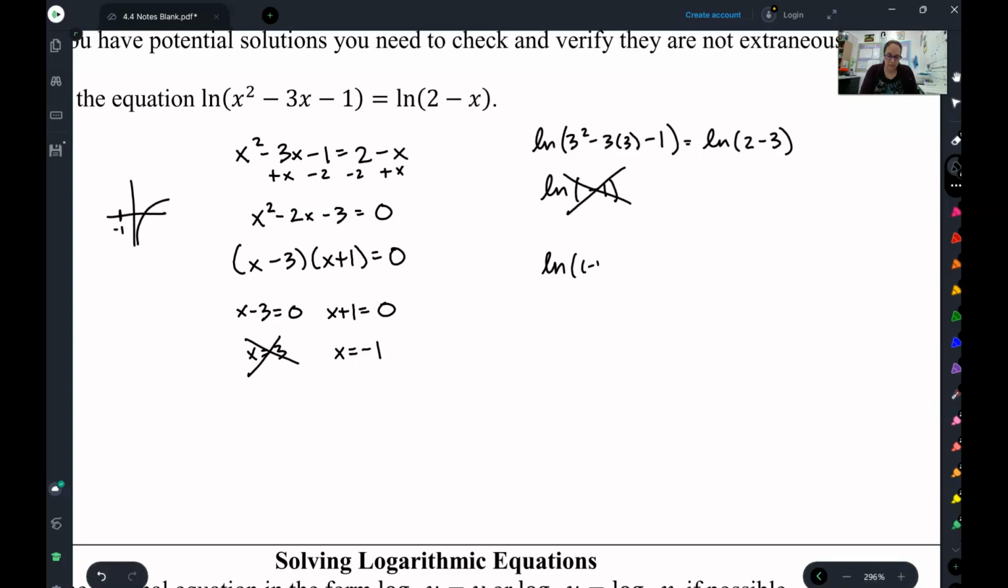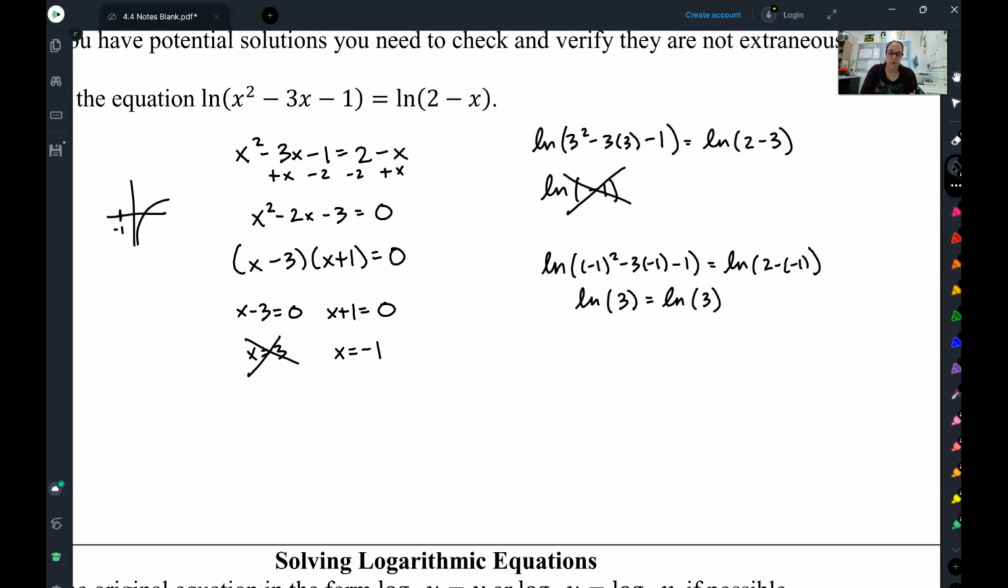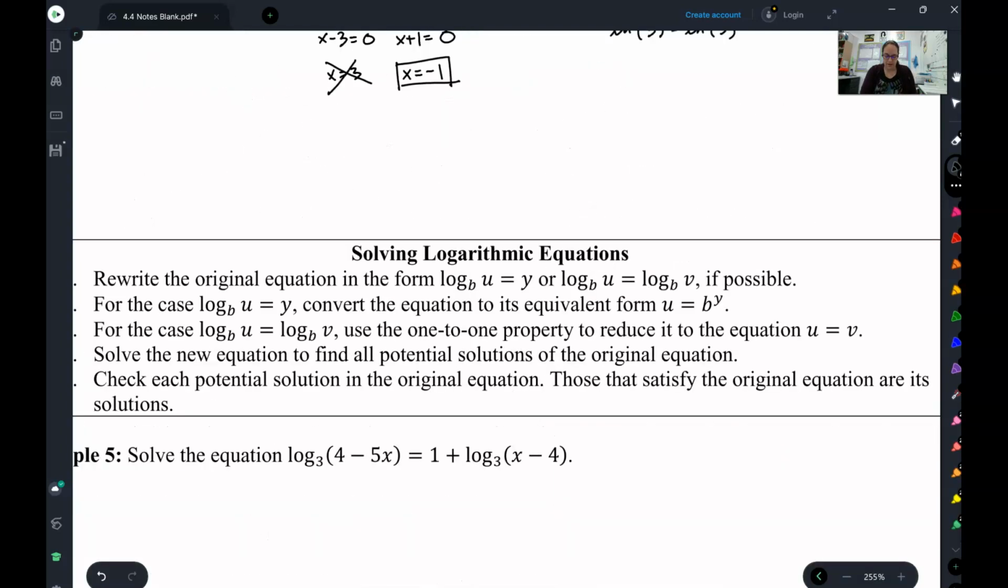Let's try negative 1. So this gives me 1 plus 3 minus 1 is a 3. So far, so good. Both of those are positive numbers, so negative 1 does work. So don't forget that if you start with a logarithmic equation, you do need to check those answers by plugging them back in and make sure you're not plugging in negatives. Let's try the next one.